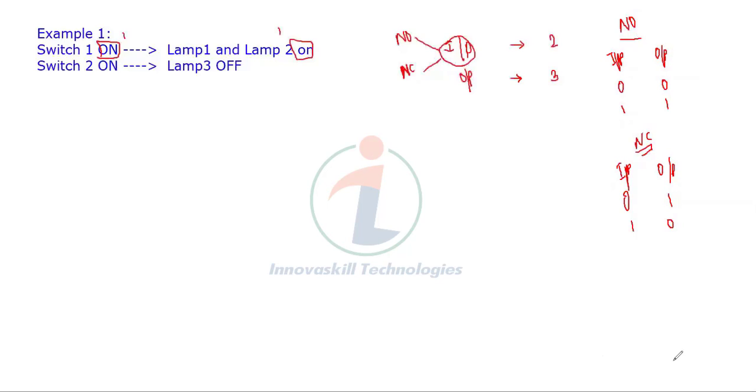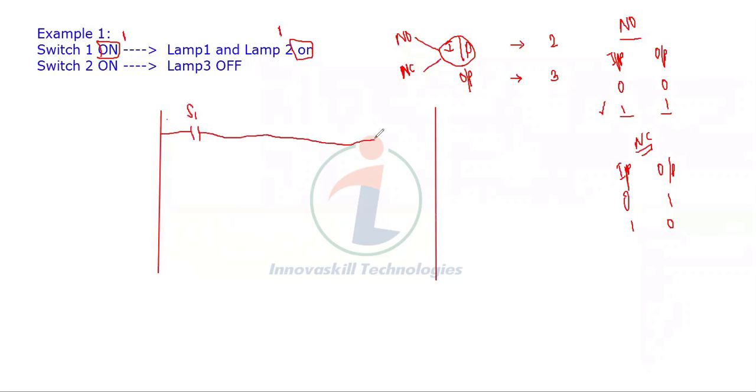Based on this, we have to check whether the logic we are going to use satisfies NO or NC. See here, input is on, output is also on. So the logic which is satisfying here is NO. So while doing the program, for switch 1 we have to use normally open logic. Switch 1 should be used as NO, and we have to connect it to the outputs. Now we have two outputs here for switch 1.